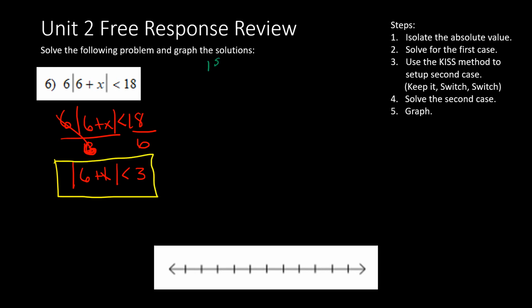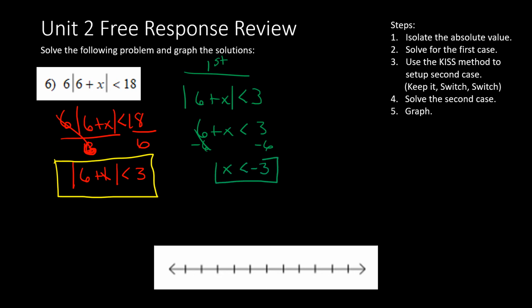For that first case, we're going to say the absolute value of 6 plus x is less than 3. We drop the absolute values. We say 6 plus x is less than 3. Subtract 6 from both sides. I get x is less than 3 minus 6, which is negative 3.